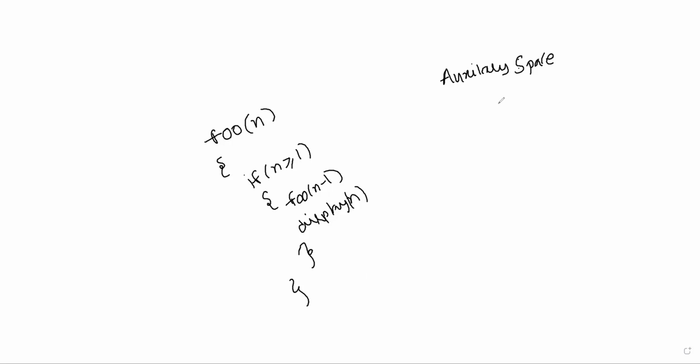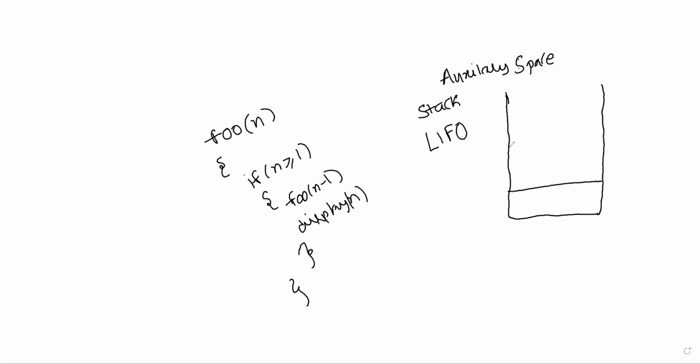Recursive, what it does is that the interpreter or compiler pushes everything into a stack. What is a stack? A stack is nothing but last in, first out. So it pushes some information into the stack, and then it retrieves that.